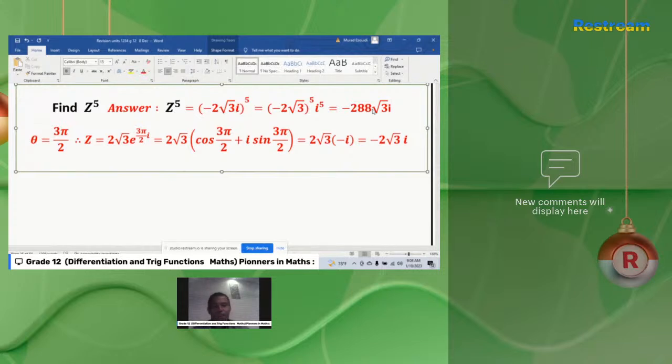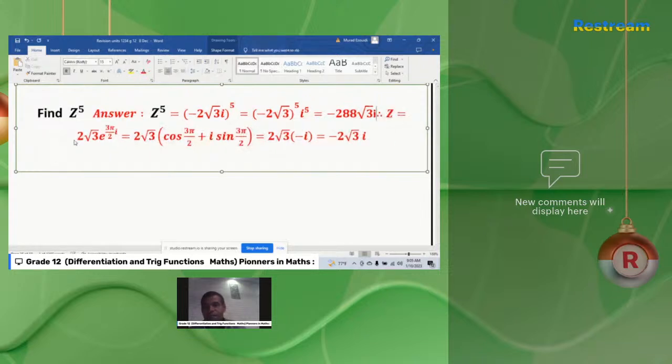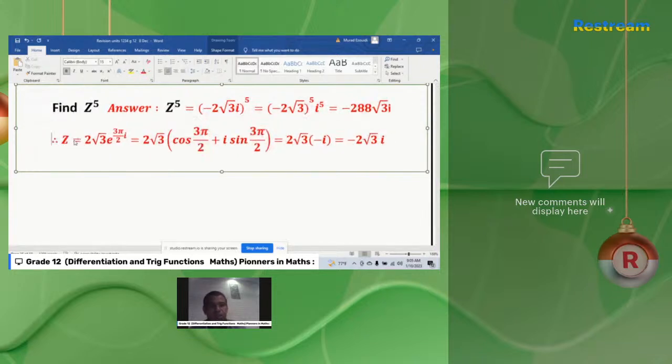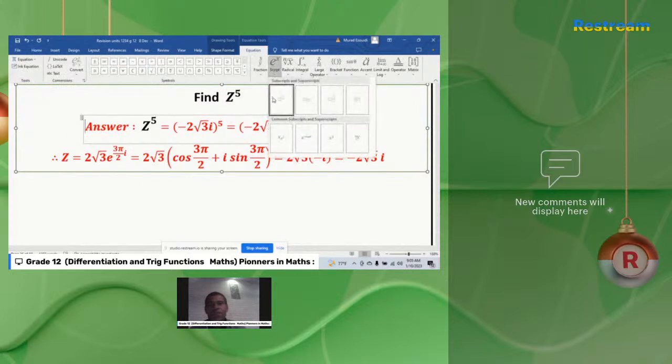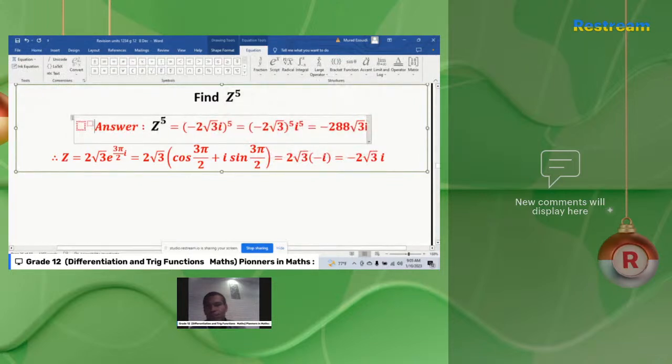The second method is, as you wrote z in exponential form, you just raise this to the power 5, and you can use the De Moivre formula. Therefore, I will just consider this. This is the second method. Okay. This is the first method. First method, answer comes down. First method, I will use equation.